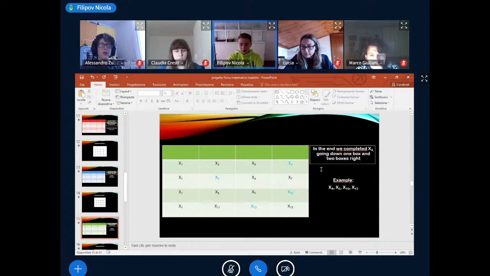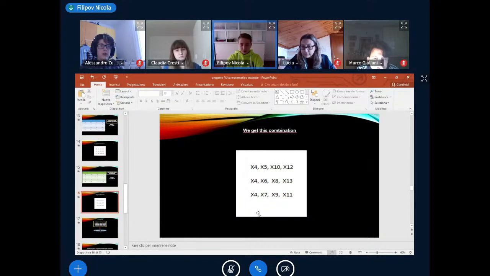And for the last combination, we put x4 in all the cards, but this time we used a very similar pattern to before, but we don't go across for only 1 box, we go across 2 boxes to the right. So we obtain the cards x4, x5, x10, x12; x4, x6, x8, x13; and x4, x7, x9, x11.